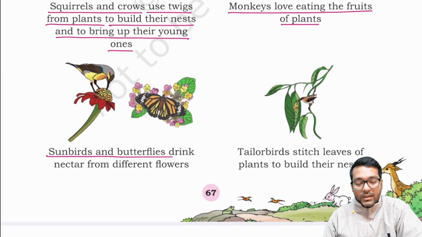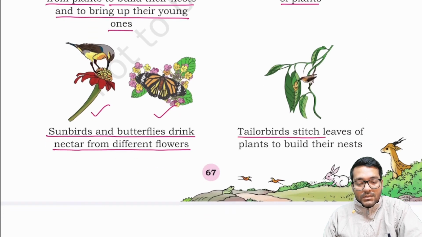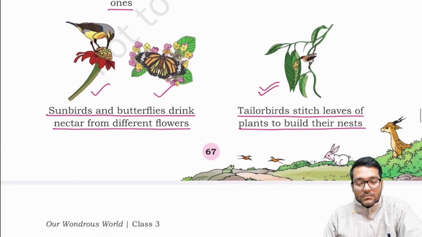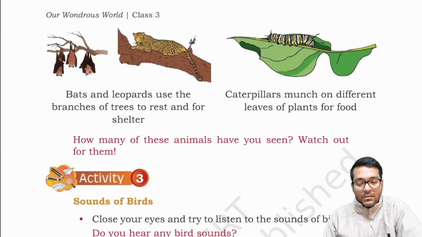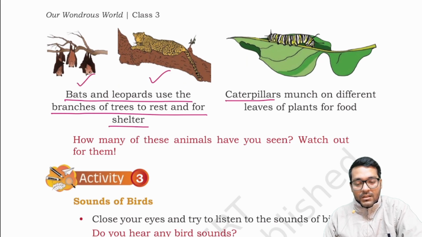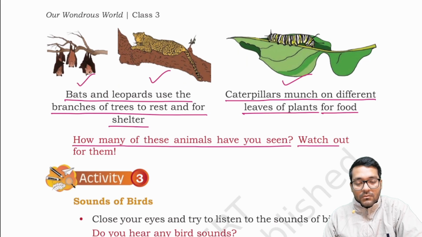Sunbirds and butterflies drink nectar from different flowers. Tailor birds stitch leaves of plants to build their nests. Bats and leopards use the branches of trees to rest and for shelter. Caterpillars munch on different leaves of plants for food. How many of these animals have you seen? Watch out for them.